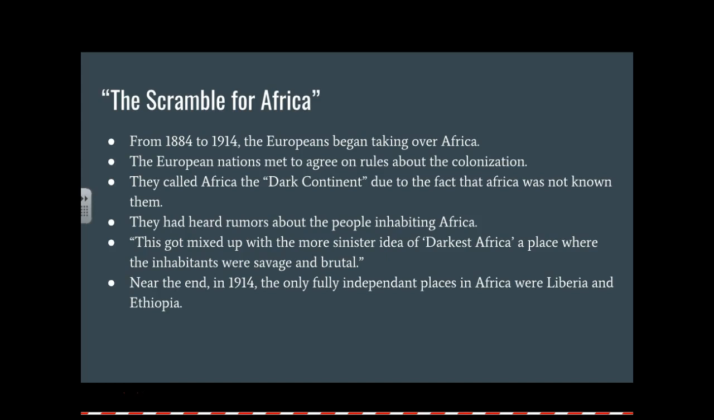And this is a quote from one of the sources that I saw: they got mixed up with the more sinister idea of Darkest Africa, a place where the inhabitants were savage and brutal. And then near the end in 1914, the only fully independent places in Africa were Liberia and Ethiopia. So hold up, Alex.